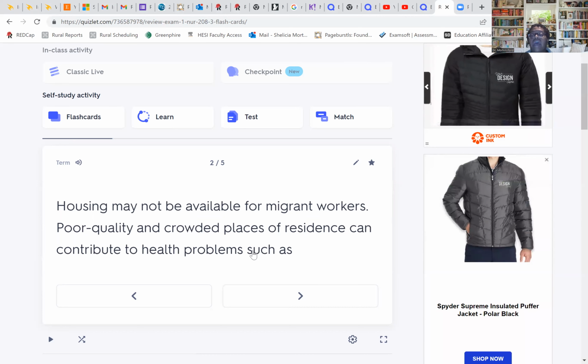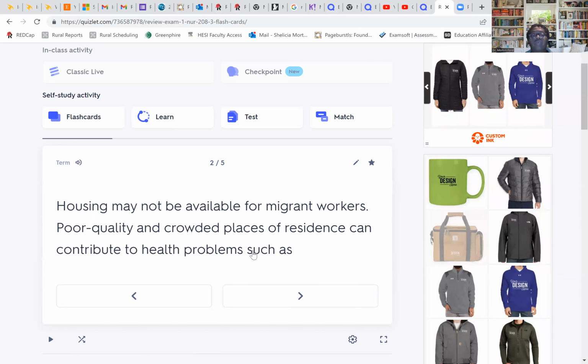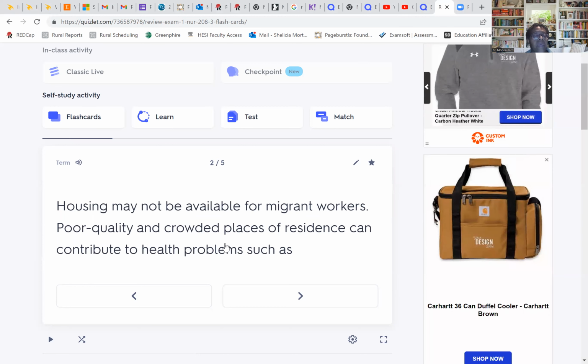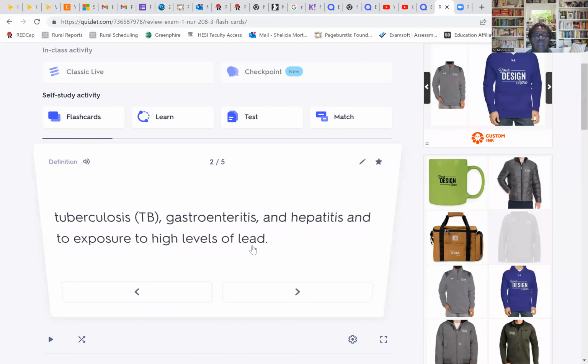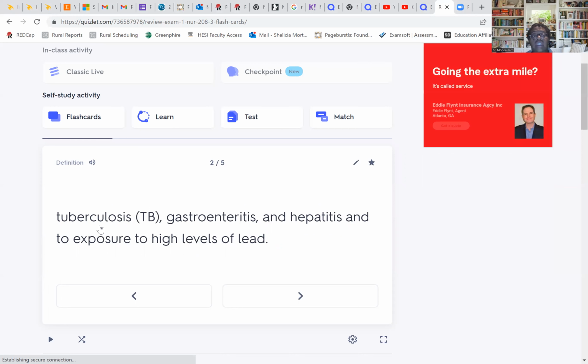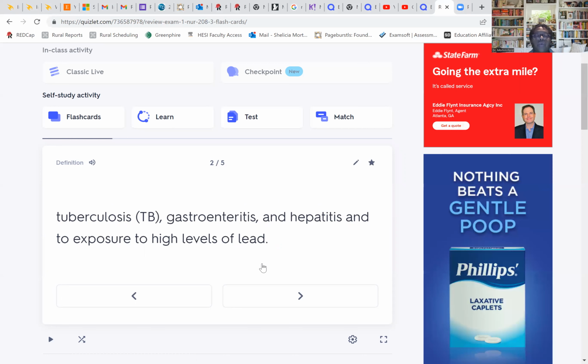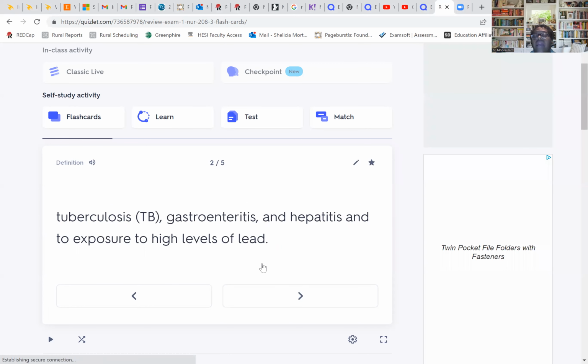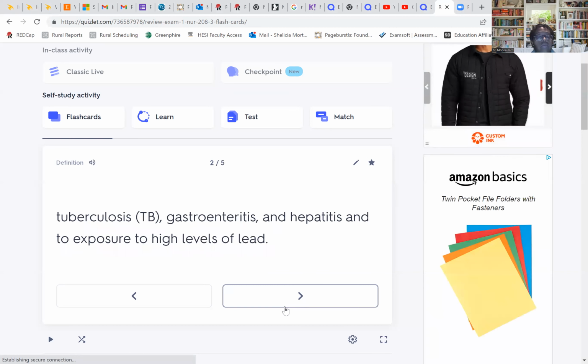So housing may not be available for migrant workers, and as a result, it can negatively impact their health. They have the potential for getting infected with tuberculosis, having gastroenteritis, hepatitis, or being exposed to high lead levels. Sometimes the housing might not be in an area that is new, and we do know that older homes might have been painted with lead paint.